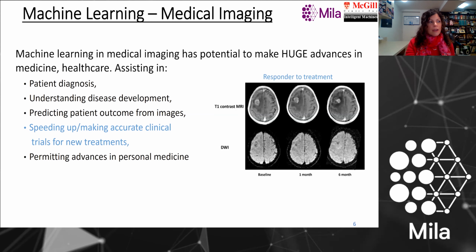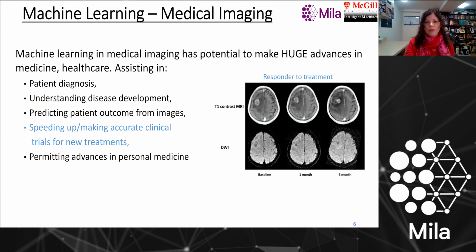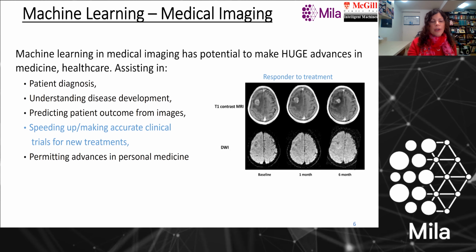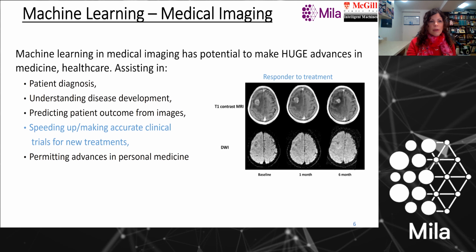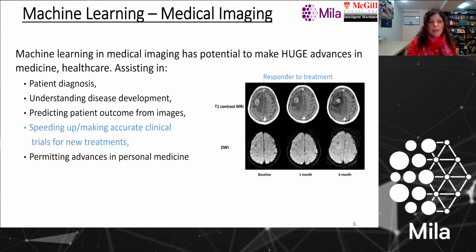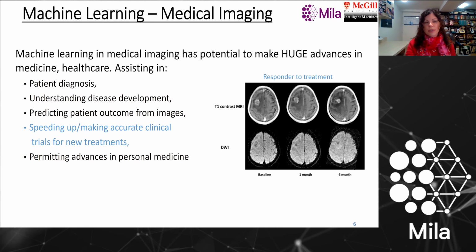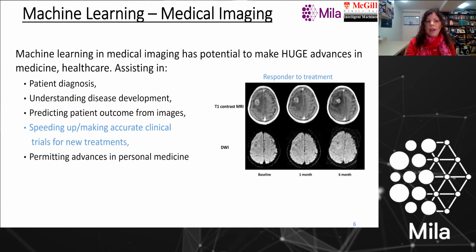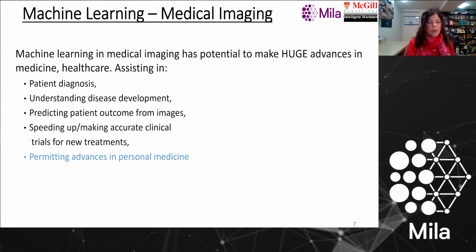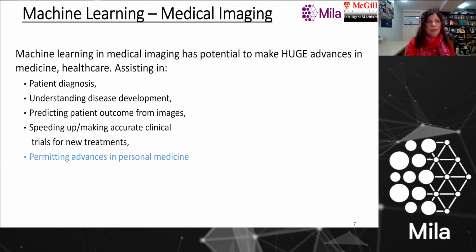Speeding up and making accurate clinical trials for new treatments. That's something that we're going to specifically be speaking about today. On the right, you can see a brain tumor of a patient, both the T1 contrast MRI and the diffusion weighted imaging. And you can see that with treatment, the brain tumor is shrinking and the patient is responding to treatment. And permitting advances in personalized medicine, one of the themes of today.